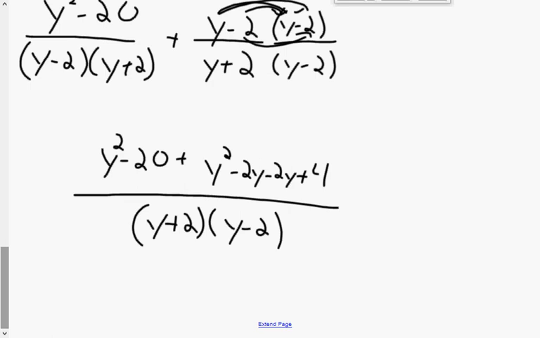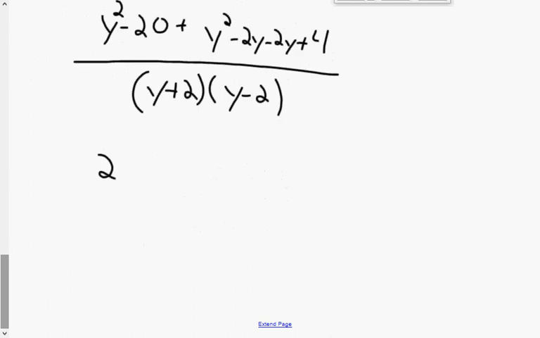All right, so now that I've multiplied everything out and everything's there, I combine like terms. Y squared plus y squared, 2y squared. Negative 2y minus 2y, negative 4y. Negative 20 plus 4.